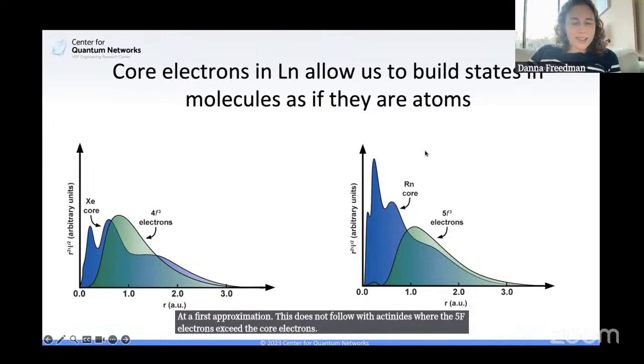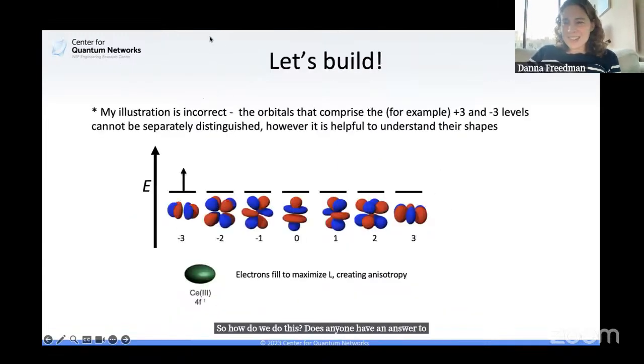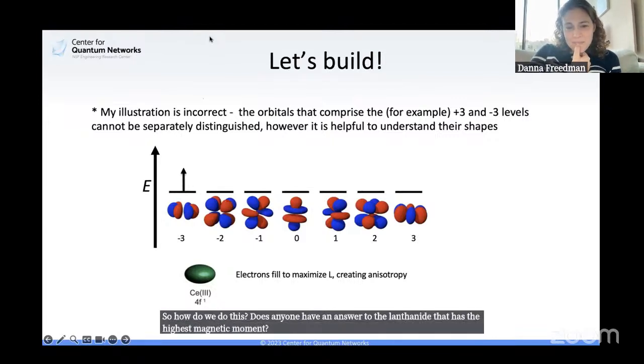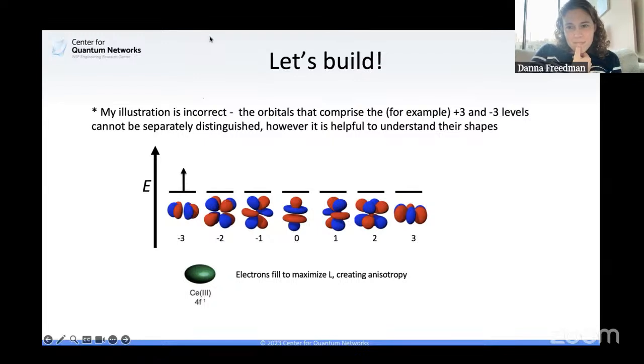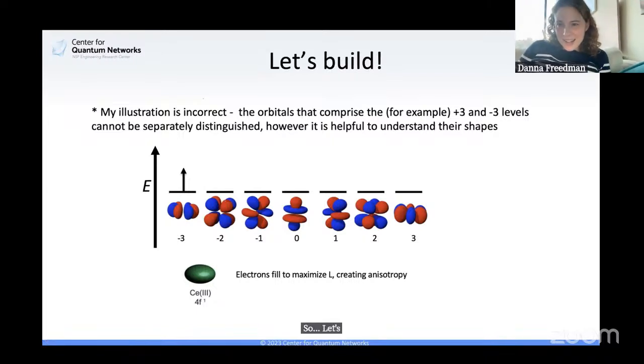So how do we do this? Does anyone have an answer to the lanthanide that has the highest magnetic moment? So, let's go through this. Let's actually figure this out.